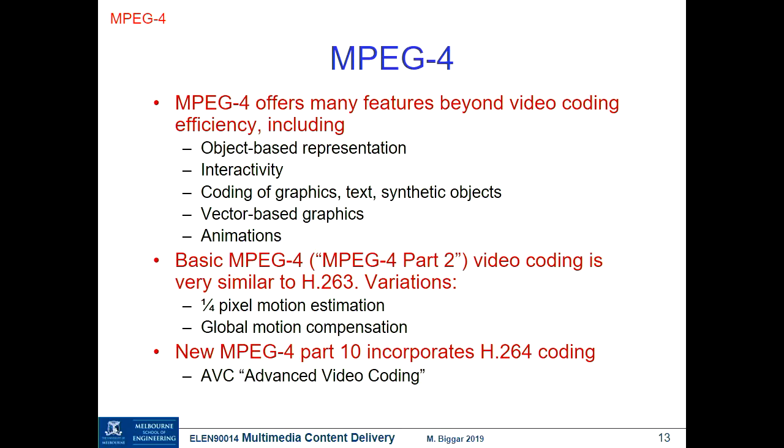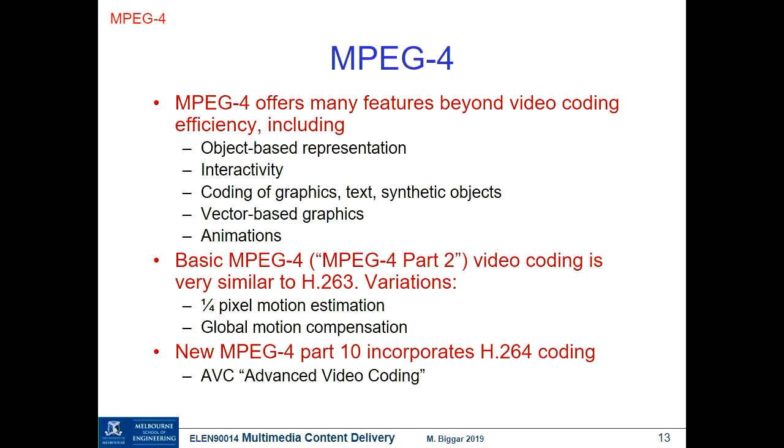So there were all these other things that they were trying to build into it, the ability to do object-based representation, that is coding the objects in a scene separately, including all sorts of other media such as graphics and text and synthetic objects, like MIDI music, vector-based graphics and so on. So as well as just the video and audio components, and we'll get on to audio next week, by the way, they were trying to do all these other things.